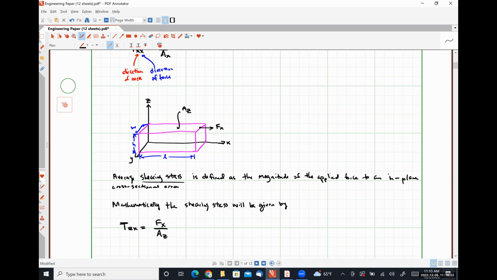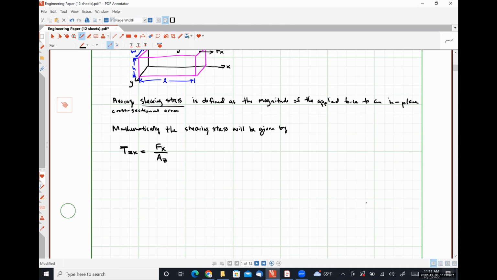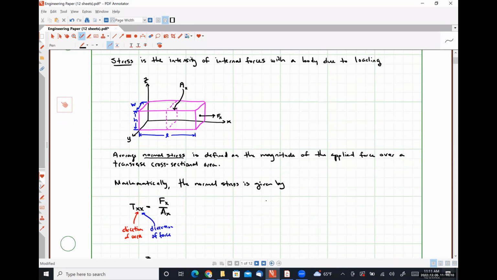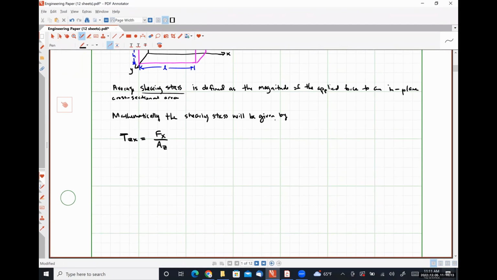Okay. All right, so what's the difference between these two things? Normal stress is related to changing the dimensions of the beam or the member in question. And shearing stress is related to changing the shape of the beam, okay? And we can determine the intensity of the deformation by looking at what's called the strain, right?